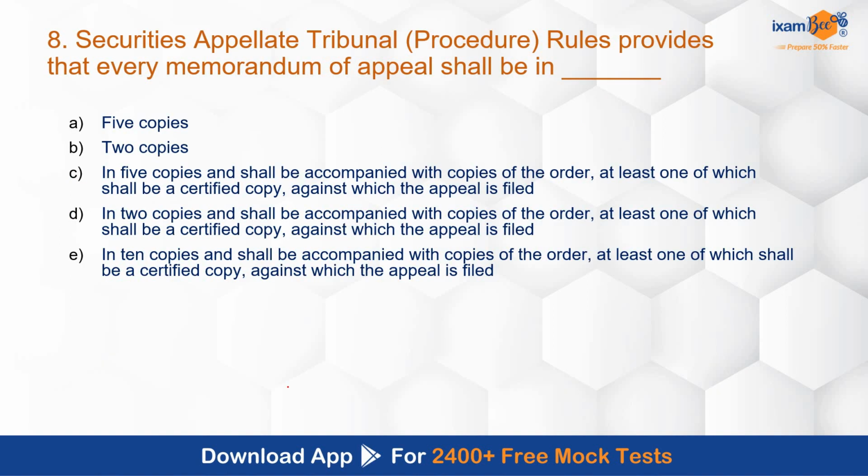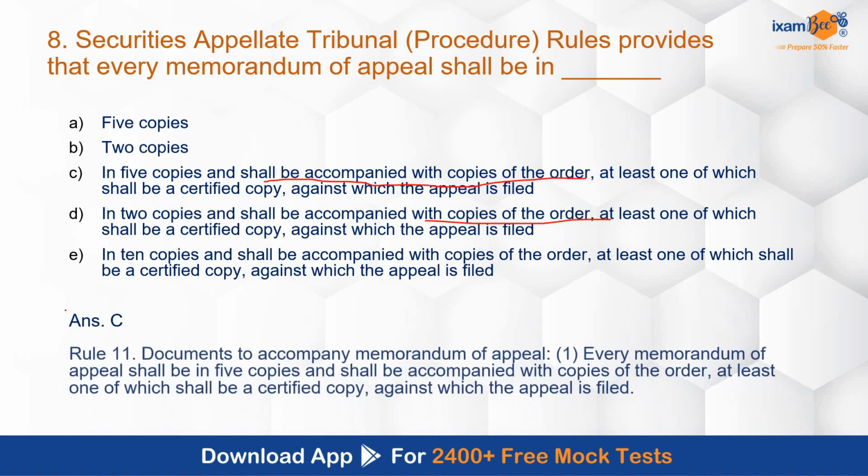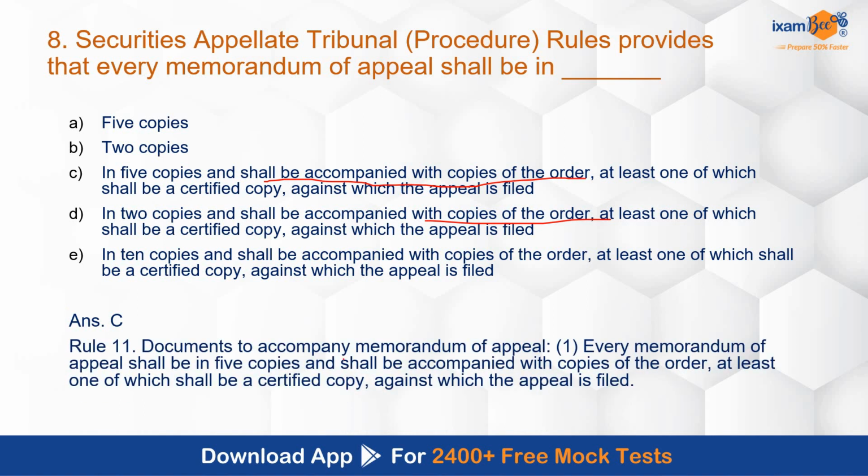Question number 8. Securities Appellate Tribunal Procedure Rules provides that every memorandum of appeal shall be in 5 copies, 2 copies, in 5 copies and shall be accompanied with copies of the order, at least one of which shall be a certified copy against which the appeal is filed, in 2 copies and shall be accompanied with the copies of order, at least one of which shall be certified copy against which the appeal is filed, in 10 copies. The correct answer here is C, in 5 copies and shall be accompanied by a certified copy of the order. This is as per Rule 11 of SAT Procedure Rules, documents to accompany memorandum of appeal.